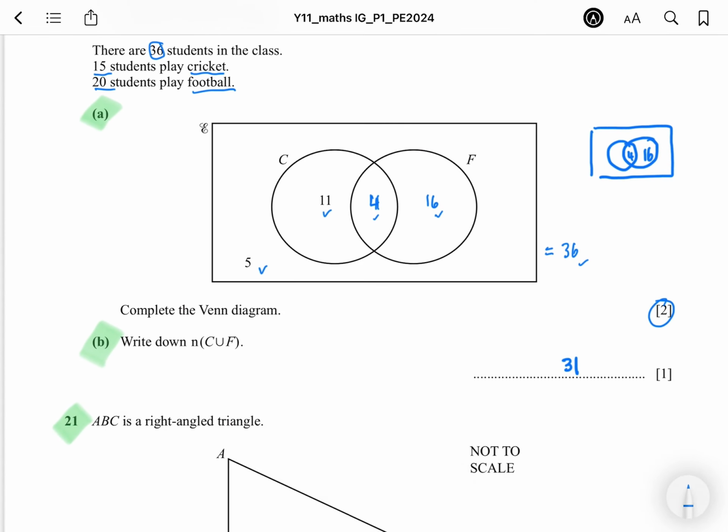Find the number of... So this one says how many. Okay, how many are there? C union F, that means everything in C and F. So that means 11 and 4 and 16, and that will give you 31, which is the final answer. And that is how you do Venn diagram.